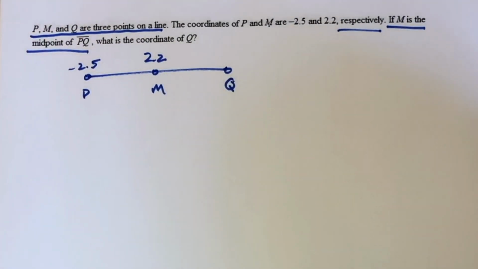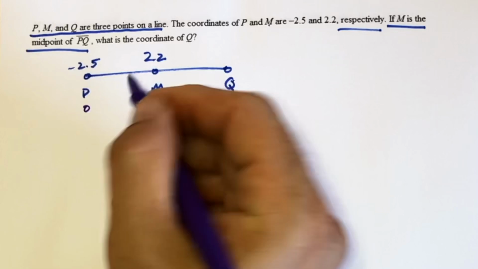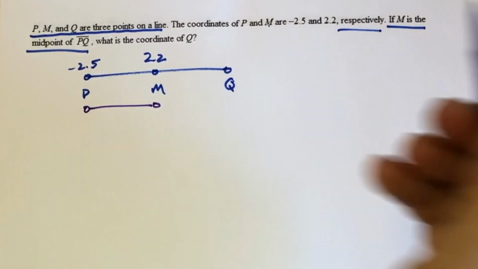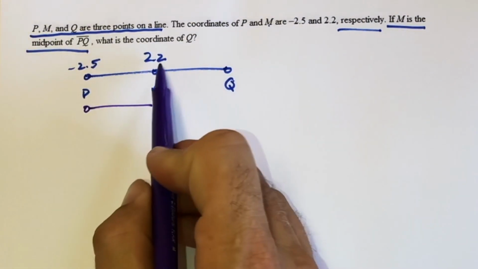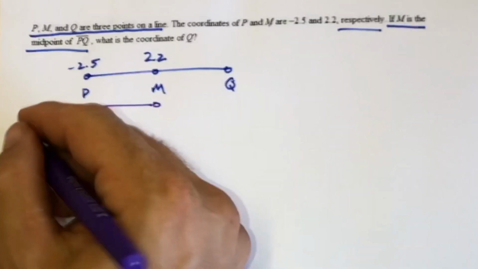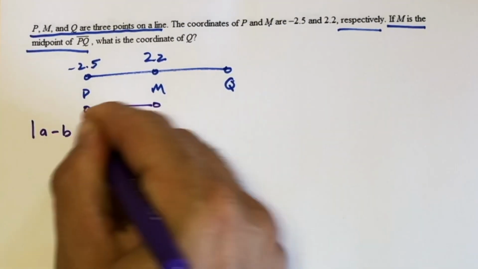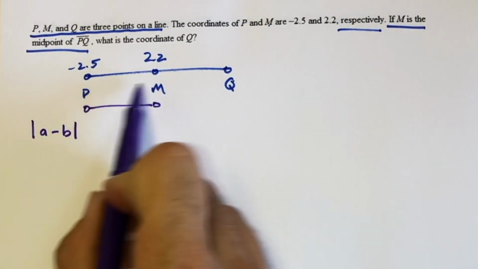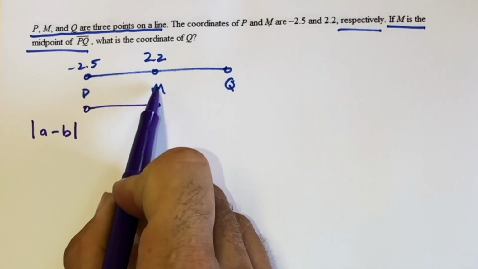Now there are 2 ways to solve this. I'm going to show you the one that I like and prefer. Basically, I'm just going to want to find the distance from P to M. And once I find that, I can just add it to M and find this Q. Now our distance formula we've gone over is A minus B. It's the absolute value of the difference of the 2 points.